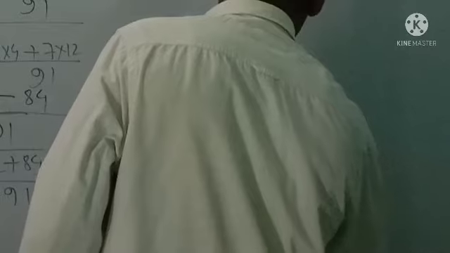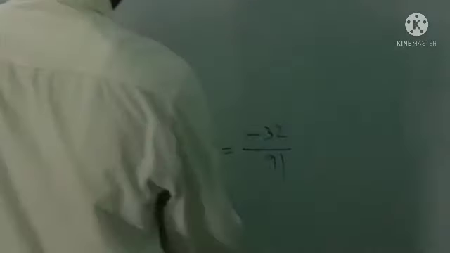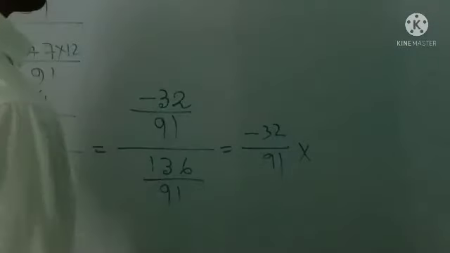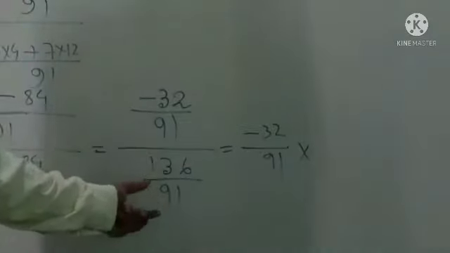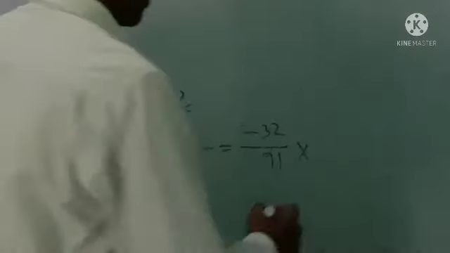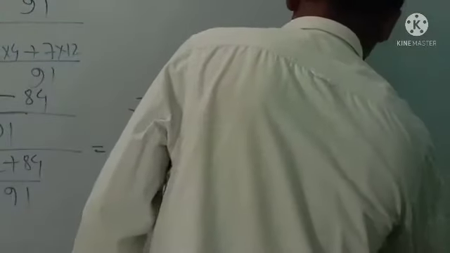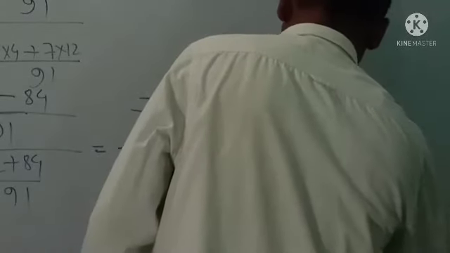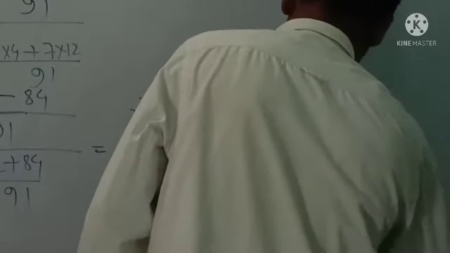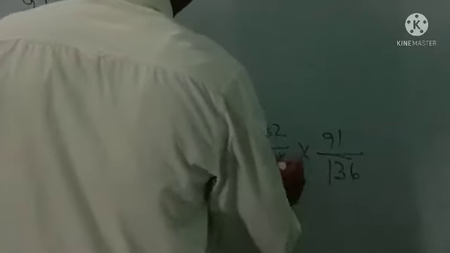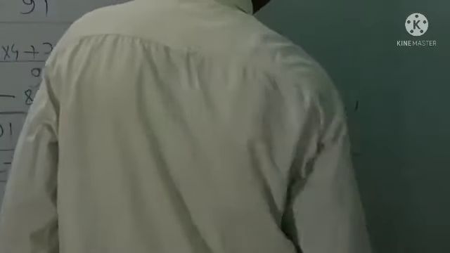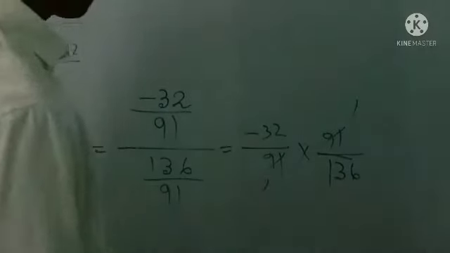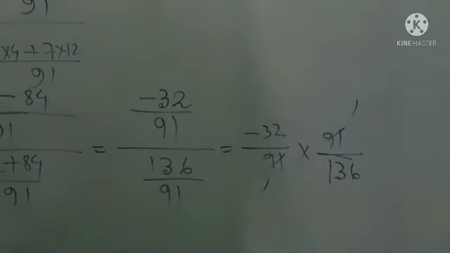Now in the following step you see minus 32 by 91. This divide sign will turn into multiplication, and whenever the divide turns into multiplication, the next fraction you have to write in reciprocal order. So denominator 91 will go to the numerator place, and the numerator 136 will come to the denominator place. Okay. Now 91 times 1 is 91. Okay.